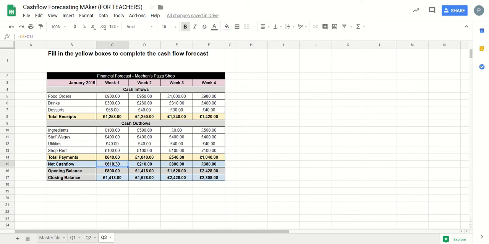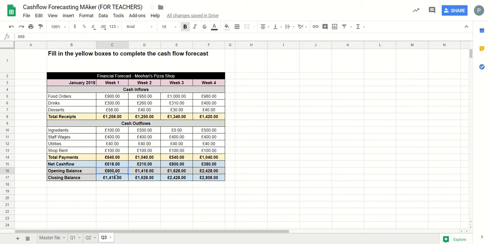Then you have this thing called net cash flow, which is the difference between the two. So what we're really doing there for net cash flow is we're taking the total receipts, all the money made, and we're minusing the total payments, how much we've had to pay out for different things. We end up with this total cash flow. So the total cash flow would be equal to 1,258 minus 640. So that minus that gives us 618.